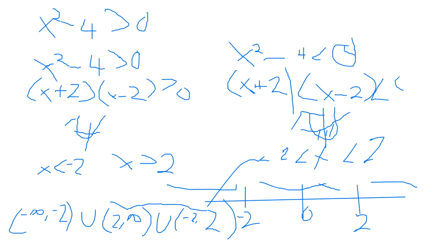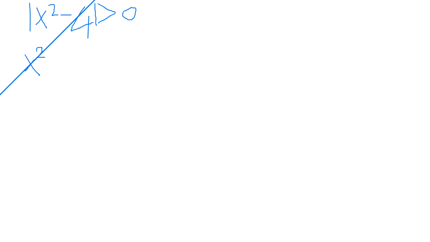We have x squared minus 4 greater than 0. It's an absolute value. So we can have x squared. Yes, your hand is up. Can I go on?